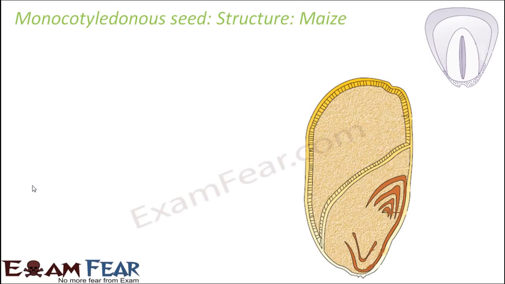So now let us talk about the structure of a monocotyledonous seed. For example, a maize seed. So maize is an example of a monocot seed. So how would this seed look like?